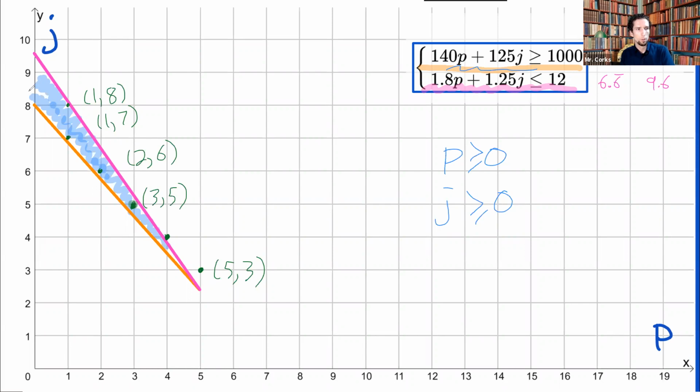And maybe 0, 9. 0 and 9. And 0, 8. 0, 8 also. So 8 is right at the limit. It's the intercept there, but it is included. So let's erase these ones.